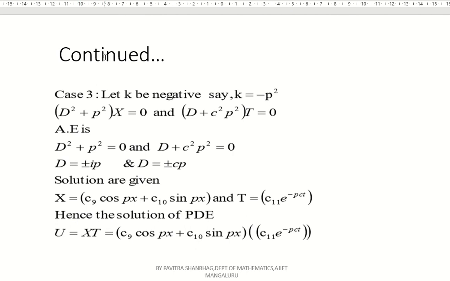Okay, now these are the various possible solutions of the heat equation and wave equation.